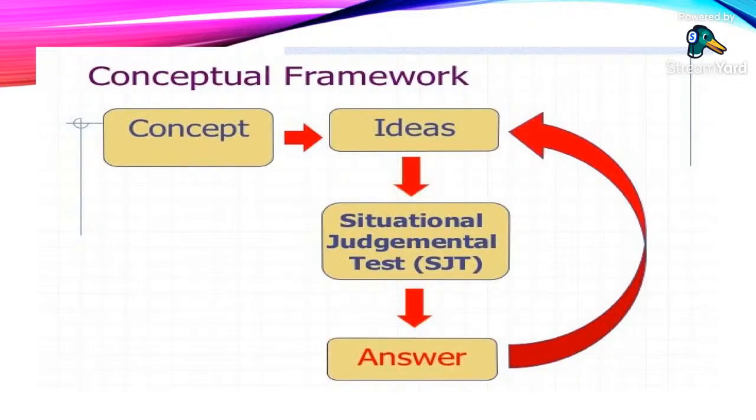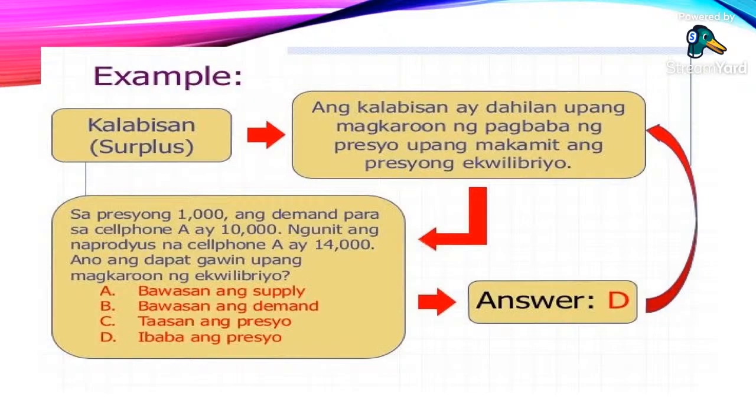The idea, ang kalabisan ay dahilan upang magkaroon ng pagbaba ng presyo upang makamit ang presyong equilibrio. Okay, so this is the idea. This is the main topic and then you have the idea here. So ito yung gagawin mong main idea na to, gagawin nating question.